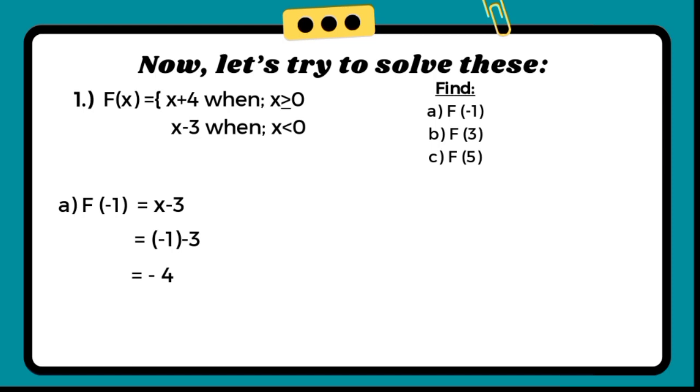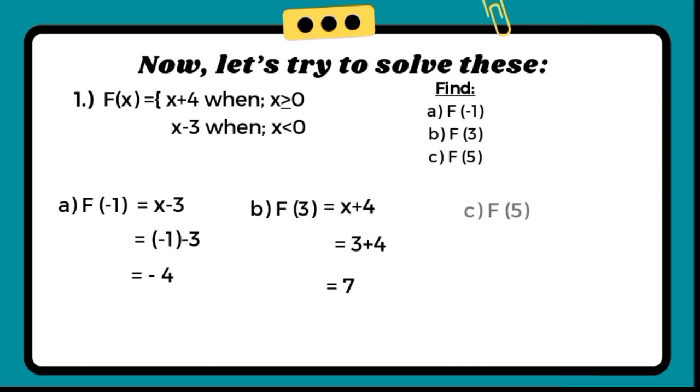Next naman, letter B, f of 3. So f of 3, saan ba siya kabilang? Kabilang na siya doon kasi greater than na siya to 0. So, ang magiging answer is x is greater than or equal to 0. So, ang sagot dyan is x plus 4. After nyan, isa-substitute natin ulit yung value of x, yung 3, ilalagay natin sa x. So, 3 plus 4 is equal to 7. Ayan po ang answer sa letter B.